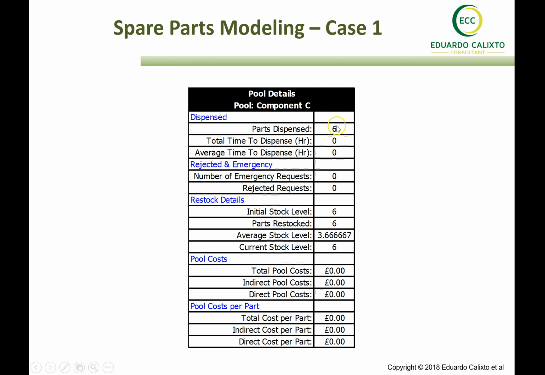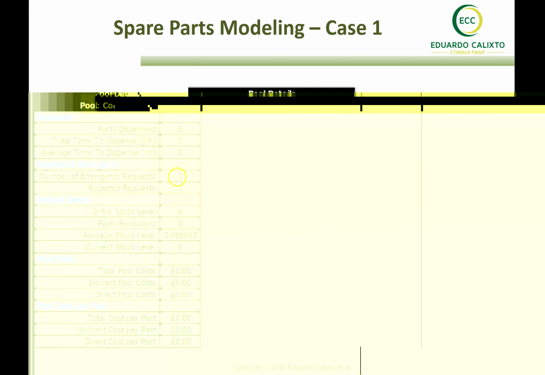And for component C, 6 parts were dispensed along the life cycle of 20 unit time. So I have all 6 in the very beginning, so I have no rejected spare parts when I need to request. I have no emergency time, no time impact, and there's no kind of impact on my downtime and my operation availability.